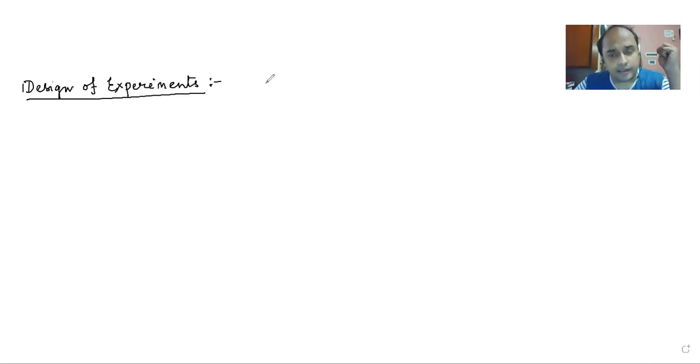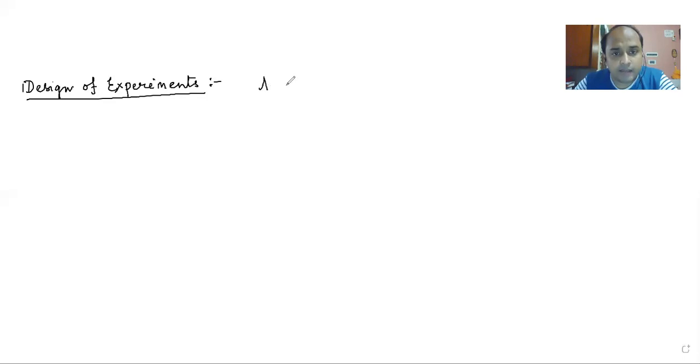And in this, if I go by the syllabus, the first design of experiment that has been mentioned is called full factorial design or 2K design. But I shall not start that right now, because first of all you have to understand what design of experiment is.